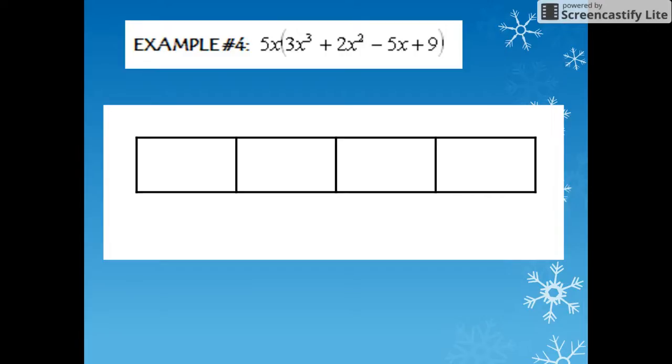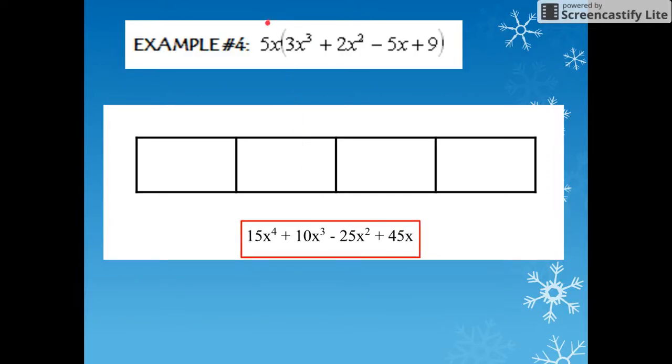Okay. The animations for this last one aren't there, but if you multiply everything out, so in your example, give this one a try, writing the 5x here, all the terms inside the polynomial here. And then when you multiply each box, the side number times the top term, you end up with this result here. The big thing with this one to notice is that there's 4 terms inside the parentheses, so there's 4 boxes.